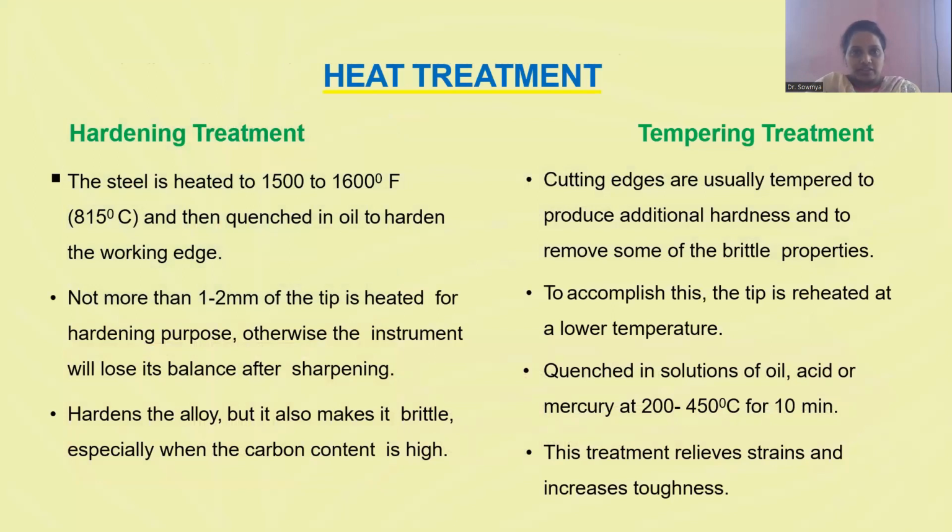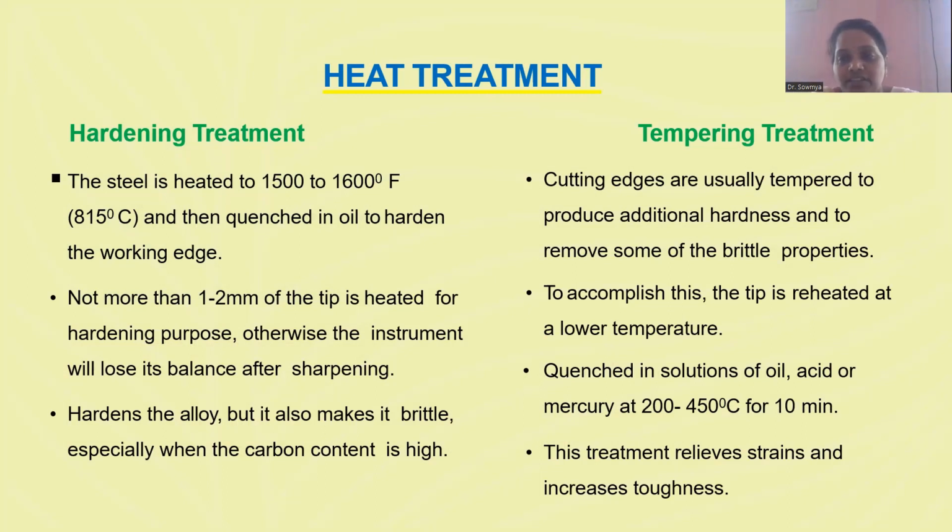Next, coming to heat treatment: hardening treatment and tempering treatment. The steel is heated to 1500 degrees centigrade to 1600 degrees Fahrenheit and then quenched in oil to harden the working edge. Quenching means that suddenly, after heating, these instruments are kept in water; here, they are being kept in oil. Not more than 1 to 2 mm of the tip is heated for hardening purposes. Otherwise, the instrument will lose its balance after sharpening. Hardening hardens the alloy, but it also makes it brittle, especially when the carbon content is high.